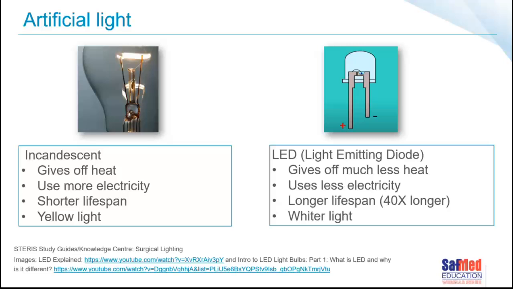Very important to understand the difference between an incandescent light and an LED light. Some of the features and aspects that are important to know is that an incandescent light gives off heat. Those of us that scrubbed for many years under incandescent theatre lights will know how hot it can get underneath one of those lights. Incandescent bulbs and lights use more electricity to be able to create the light. They've got a far shorter lifespan, and generally speaking, the light that's provided is going to be with quite a yellow tone or tinge to it.